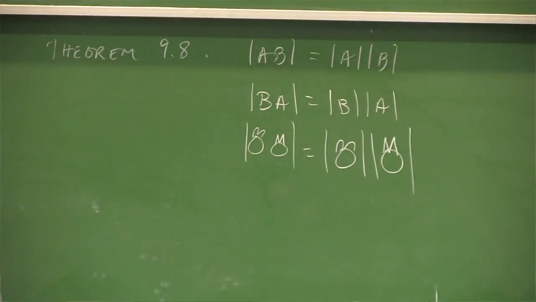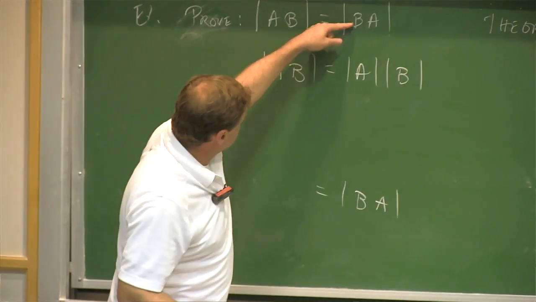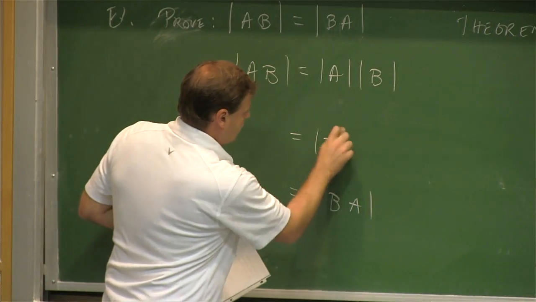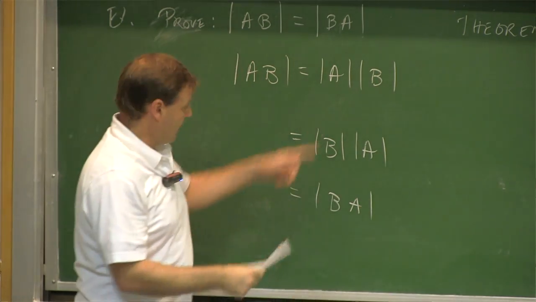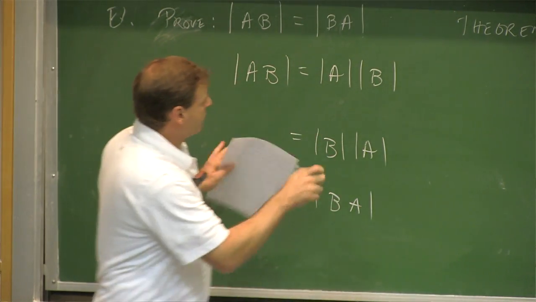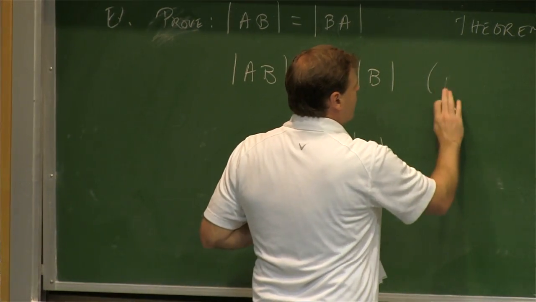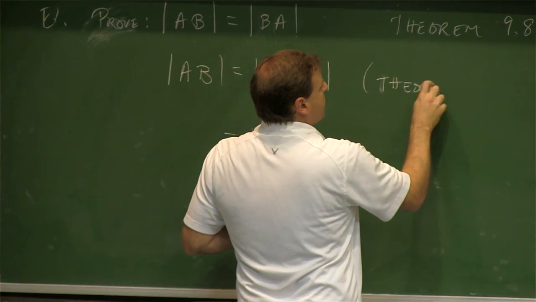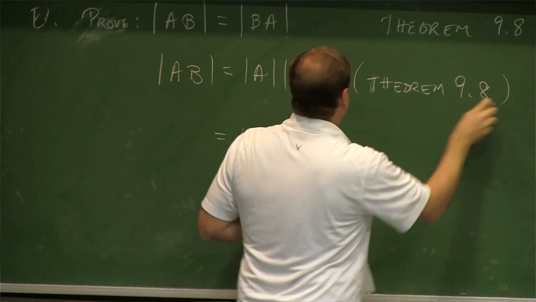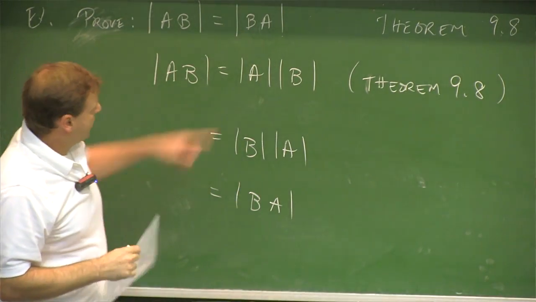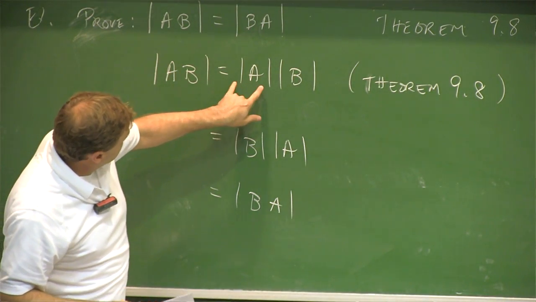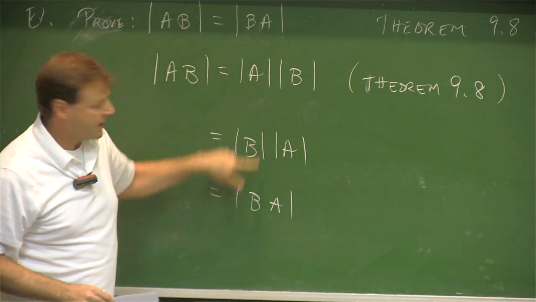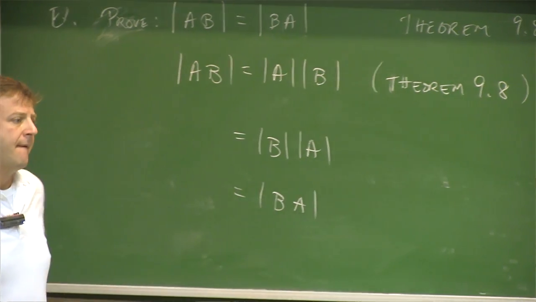Since I'm headed towards this, I'd like the step right before that to be this, because then I can justify it. So let's do some justification here. Here I would say this is just a straight use of theorem 9.8. But then what about this? Is this justified? How do I switch these two? How can I justify that?